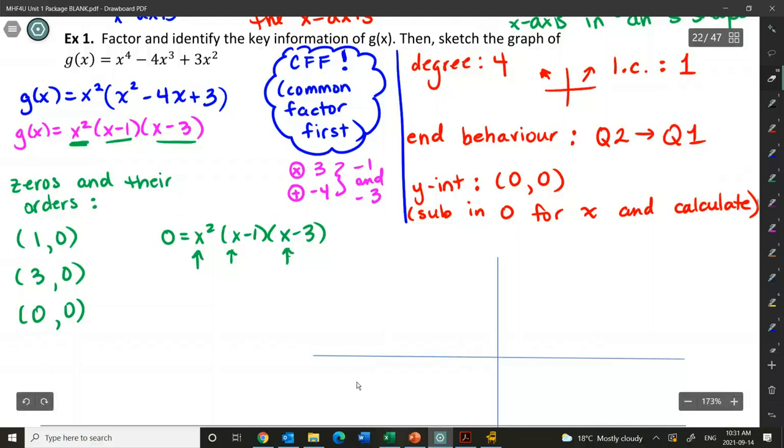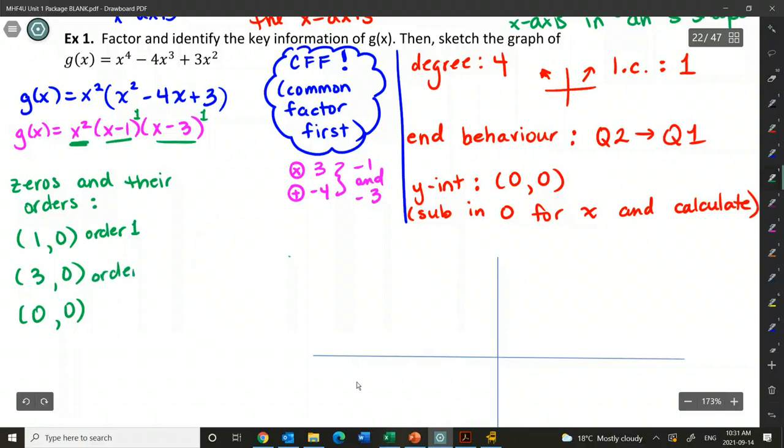Orders. The orders are determined by the exponents that I see. Either if it's a binomial, it will be on the bracket, or if it's just a single x term, it will just be what I see on that variable. So this has an exponent of 1, and this has an exponent of 1. So these are both order 1. I know if I don't see an exponent on the bracket, it's going to be a 1. So both 1 and 3 have order of 1. This one here has an exponent of 2. That means that the 0 at 0, 0 is order 2.